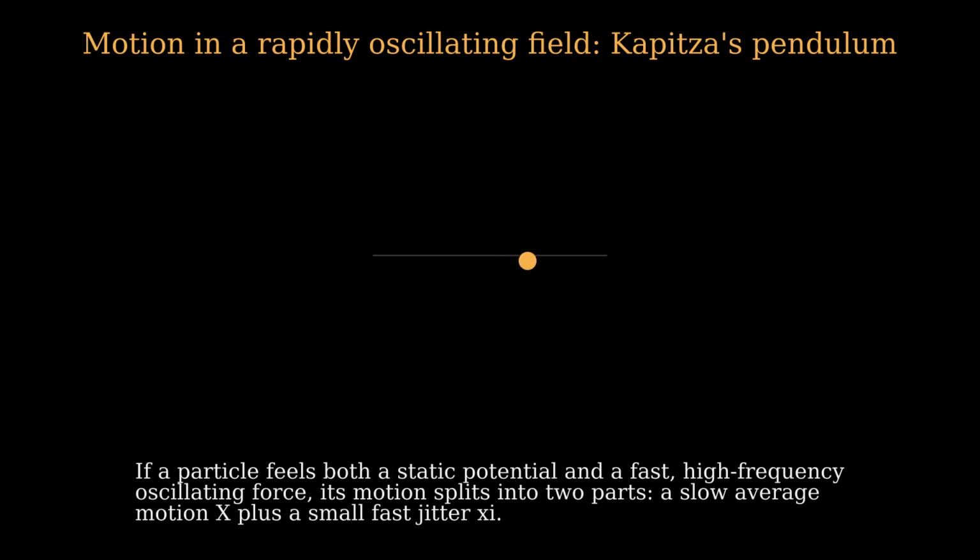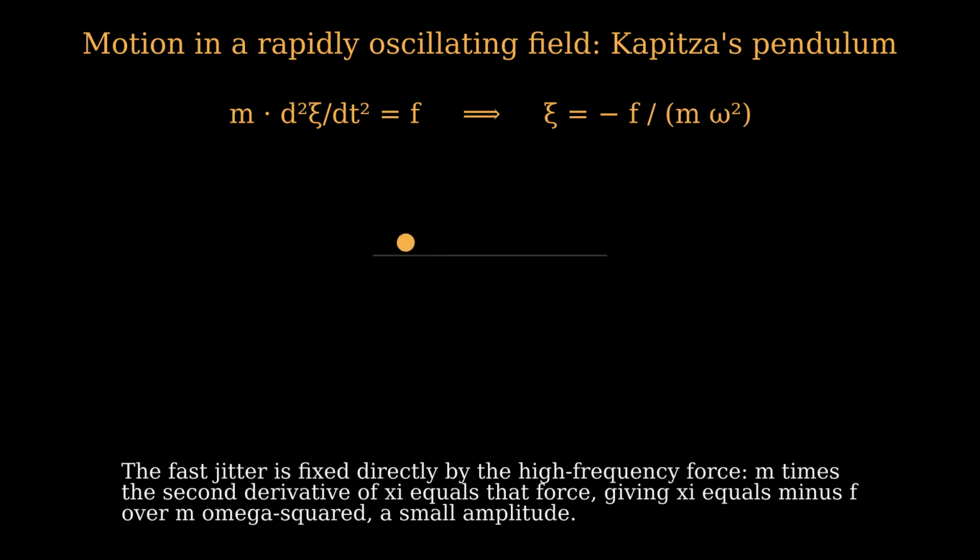If a particle feels both a static potential and a fast, high-frequency oscillating force, its motion splits into two parts, a slow average motion x plus a small fast jitter ξ. The fast jitter is fixed directly by the high-frequency force. m times the second derivative of ξ equals that force, giving ξ equals minus F over mω², a small amplitude.